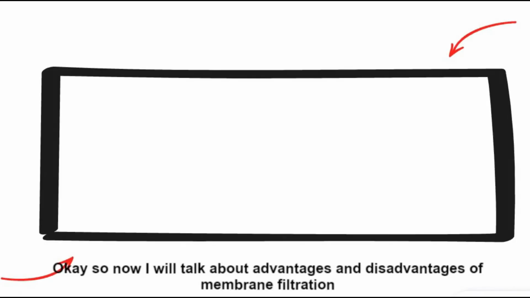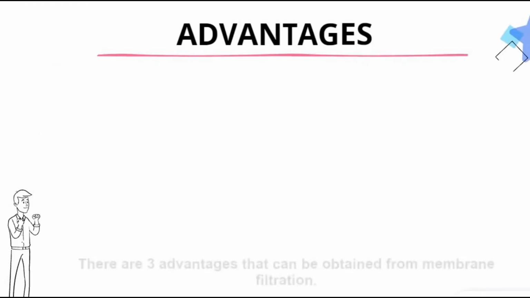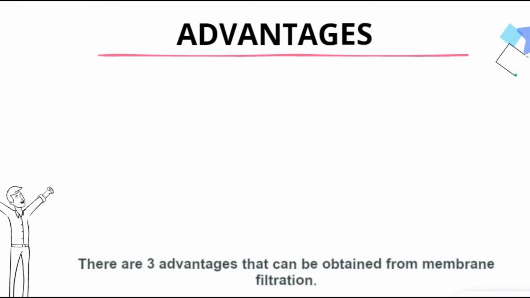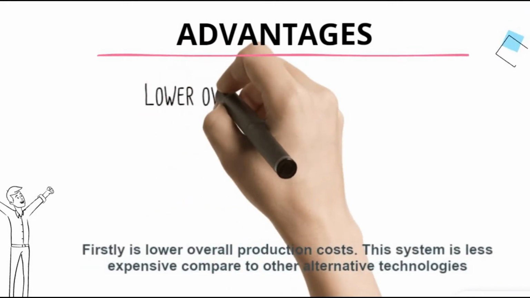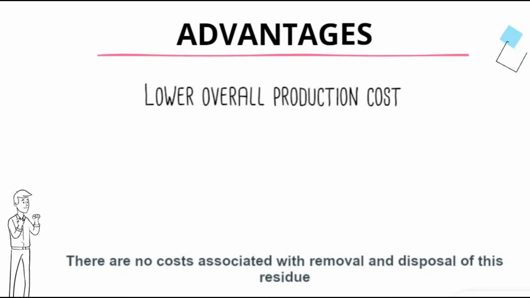Okay, so now I will talk about advantages and disadvantages of membrane filtration. There are three advantages that can be obtained from membrane filtration. Firstly is lower overall production cost. The system is less expensive compared to other alternative technologies. There are no costs associated with removals and disposal of this residue.